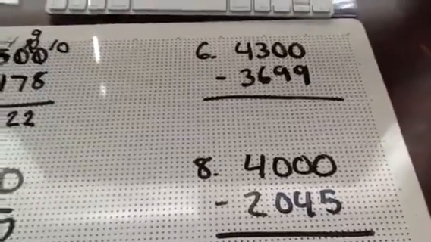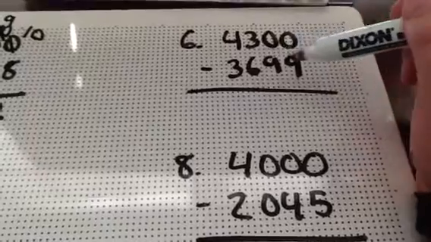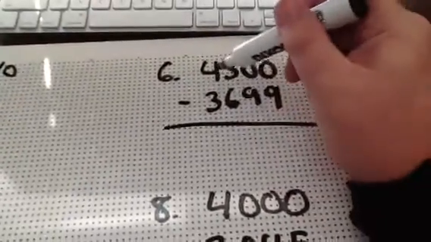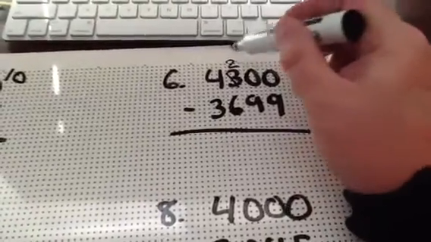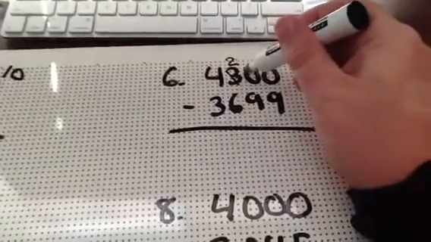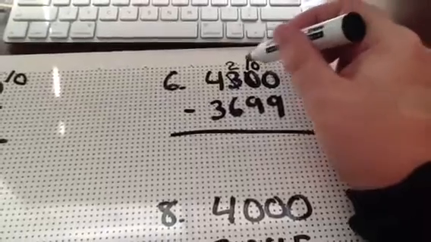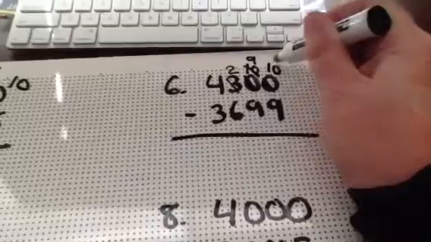Alright, number 6, you have 4,300 minus 3,699. This is going to be a little bit like that one, but there's a little bit of a twist in it. So we're going to start off with the 3. It's our largest number that has value. So we're going to put a 2 there. We're going to turn the 0 into a 10. But then when we look next door, that's a 0 too. So that's a 9. That's a 10.